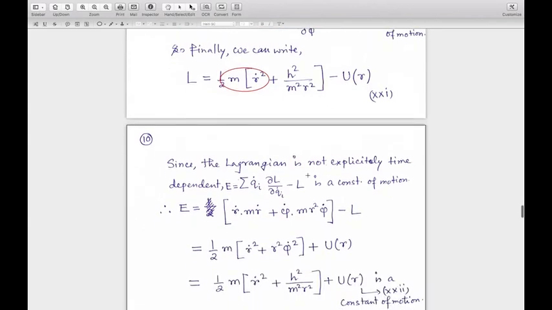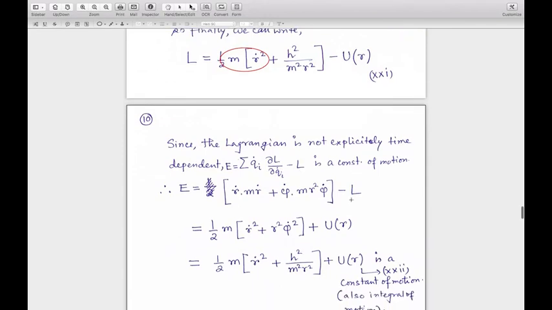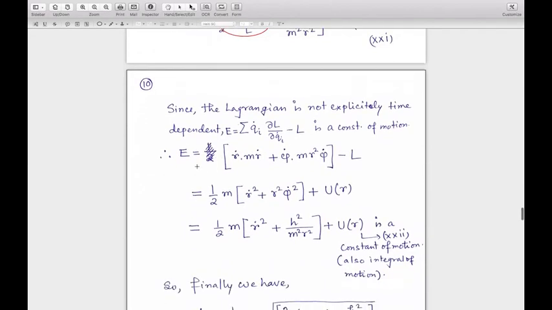Now, since the Lagrangian is not explicitly time dependent, we can also show that E, this term, summation over qi dot del L del qi dot minus L, is also a constant of motion. You can show that explicitly. If you calculate that, you will see that E is equal to this.